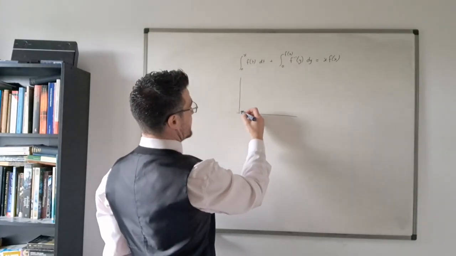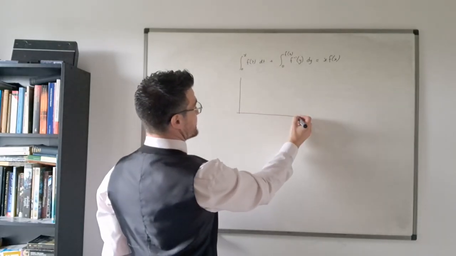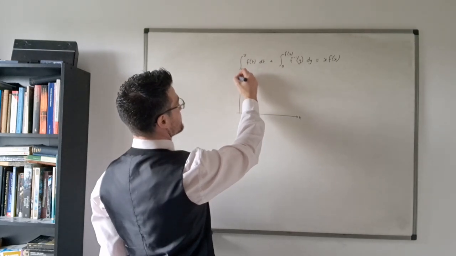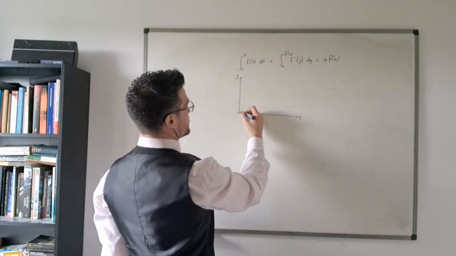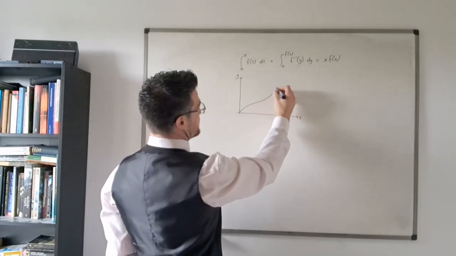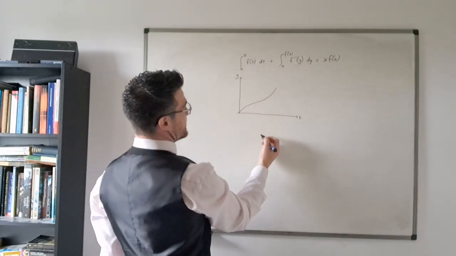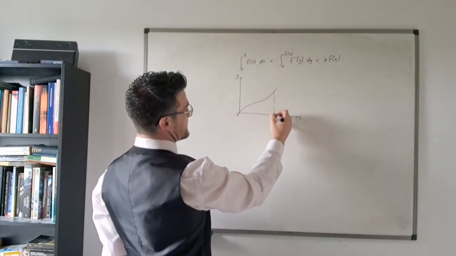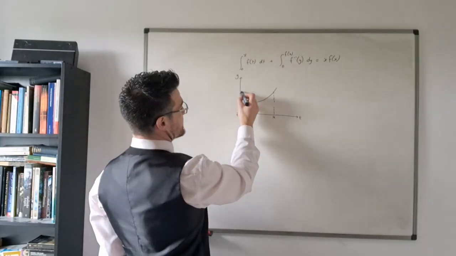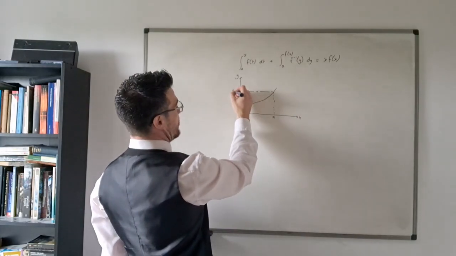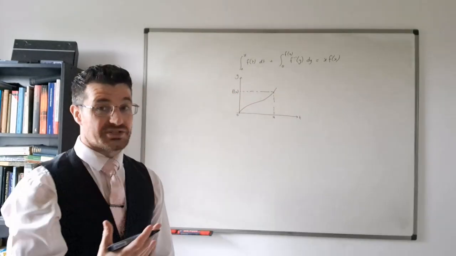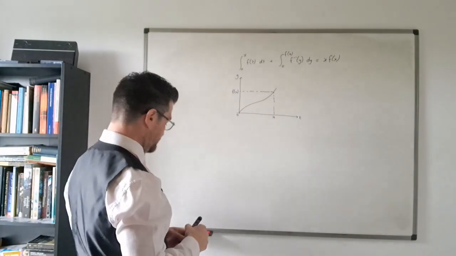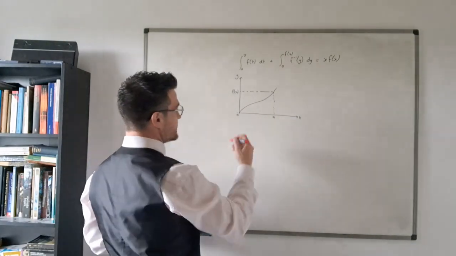So we might draw our f of t. This is my t-axis, and this is my y-axis. My function might look something like this. It's got a positive gradient, it goes through the origin, and I'm going to choose just a value x here, and this is going to be f of x. If you haven't already seen what you need to do, keep watching, but it should be fairly obvious now.